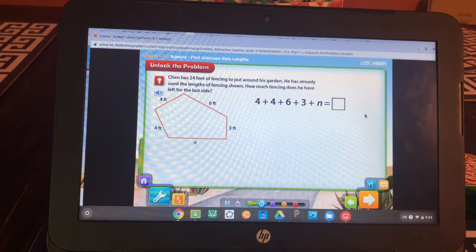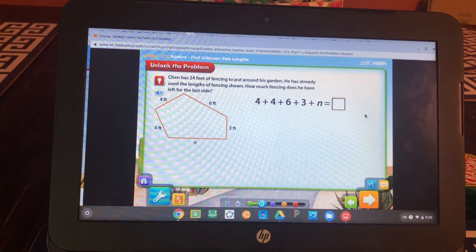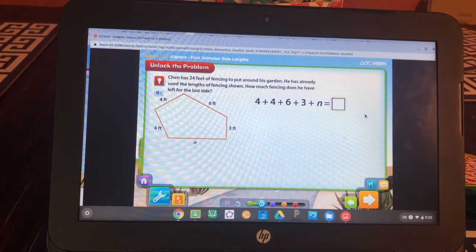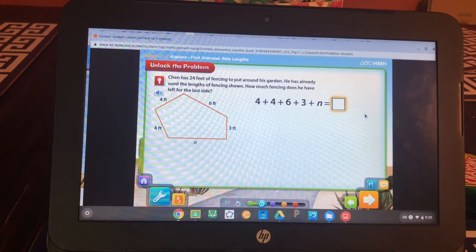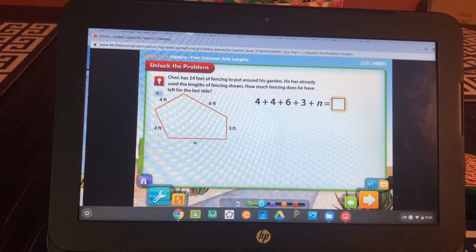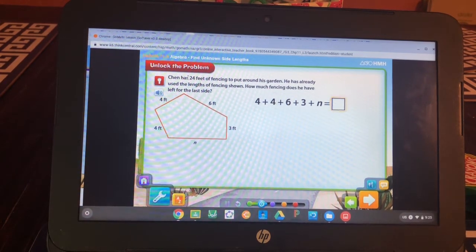Read the problem to find the perimeter of Chen's garden. What's the perimeter of the garden? It says Chen has 24 feet of fencing to put around his garden. He has already used the lengths of fencing shown. How much fencing does he have left for the last side? Let's focus on this first part. Chen has 24 feet of fencing to put around his garden.